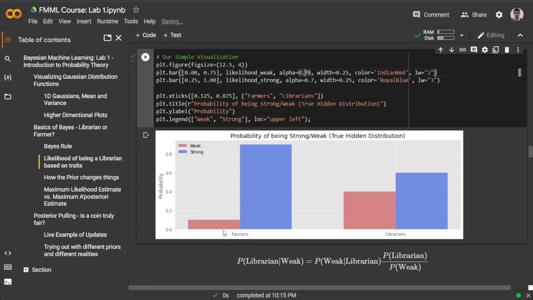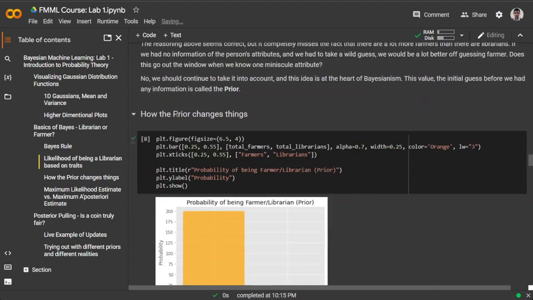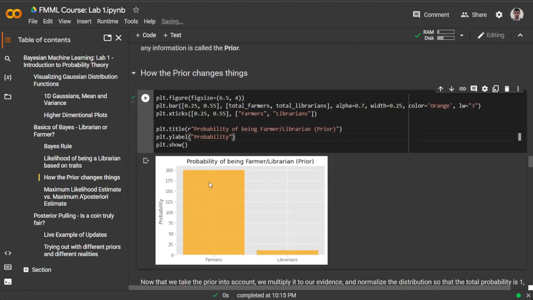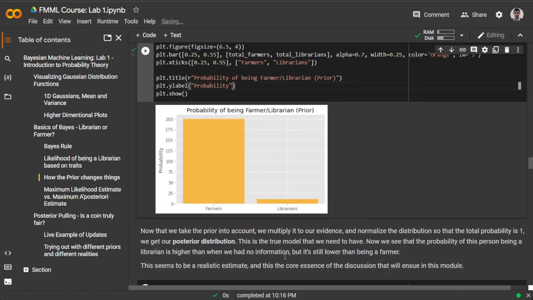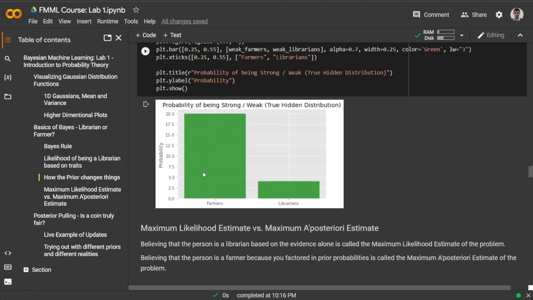Now, looking at these plots, you would say that the probability of being weak as a farmer is very low and probability of being weak as a librarian is much higher, and therefore this person must be a librarian. But once we try to take into account the fact that this probability of weak being a librarian must be multiplied by the probability of just being a librarian and divided by the probability of being weak, then we would realize that this prior, which says that there are a lot more farmers in the world than there are librarians, ends up biasing things.